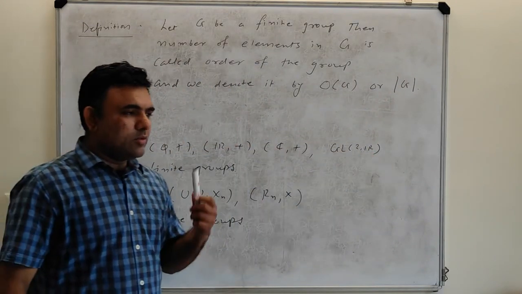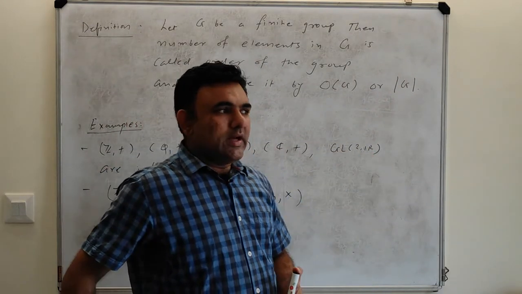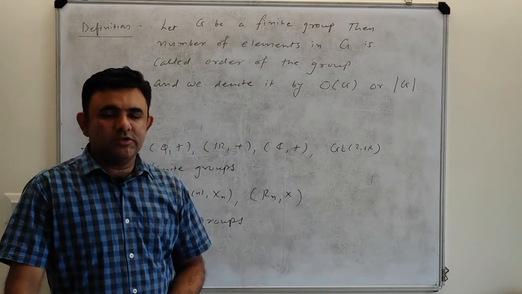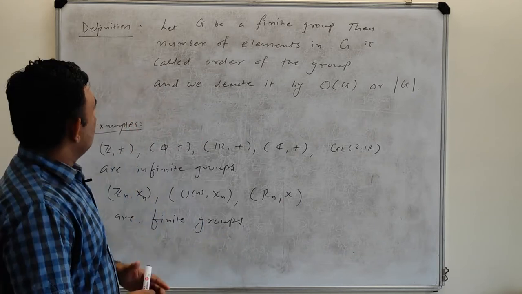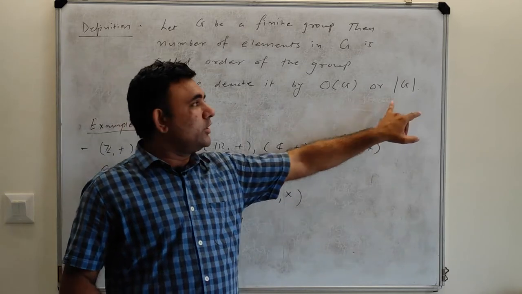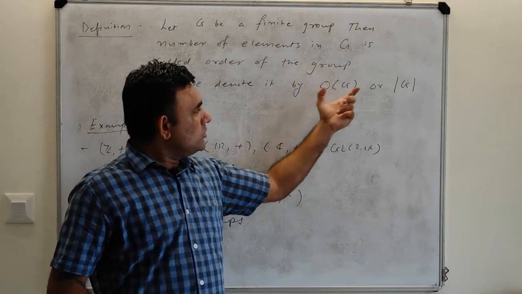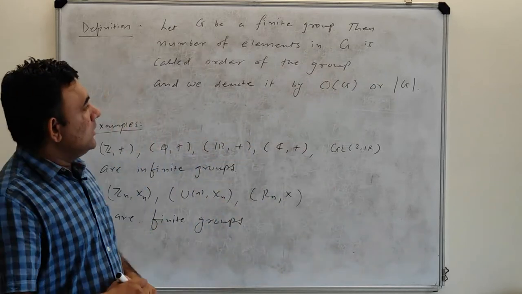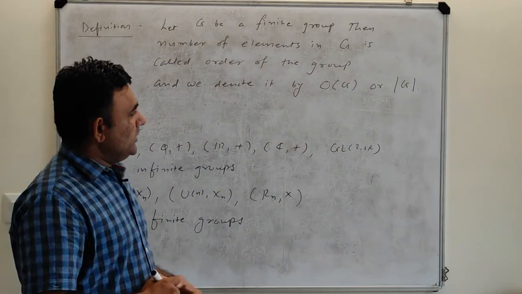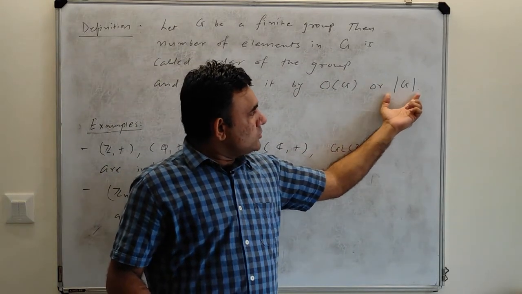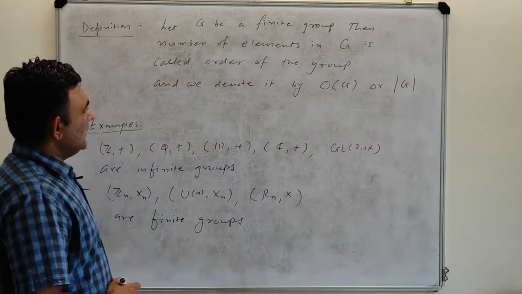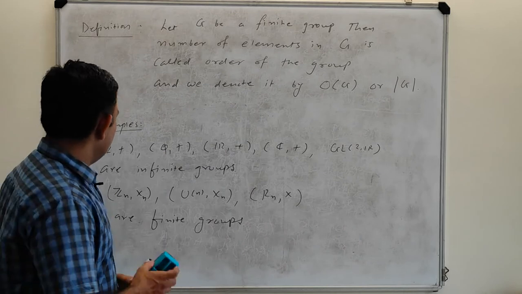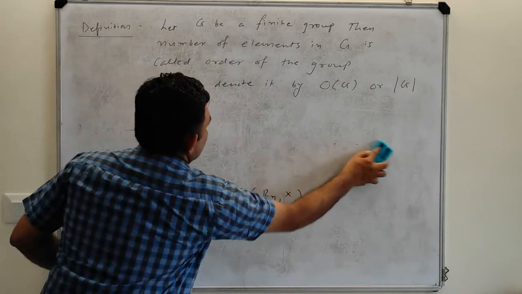So if you have a group and your group is finite, then you look at the number of elements in the group. Whatever the number of elements in the group, that is called the order of the group, and it is denoted by O(G) or |G|. It is not a determinant. It is just notation like a determinant, but it is not a determinant. It is read as the cardinality of the group. So let us see some examples.